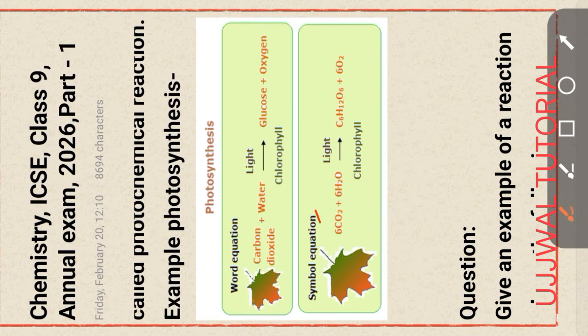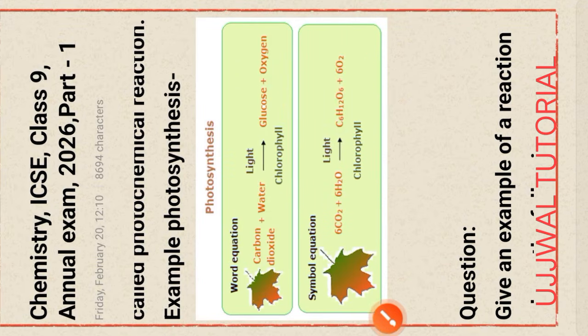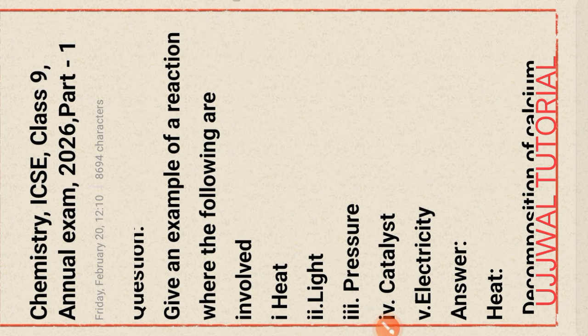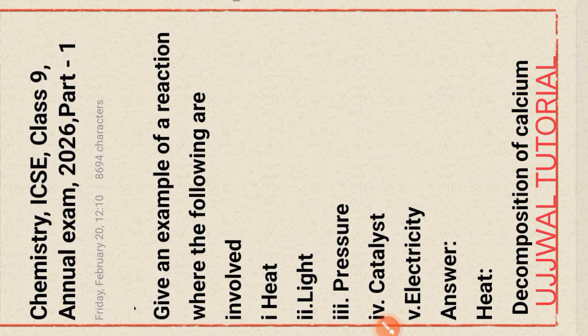Show the equation. Okay, 6CO2 plus 6H2O in the presence of light and chlorophyll form glucose C6H12O6 plus 6O2. Next question: give an example of a reaction involving the following: heat, light, pressure, catalyst, electricity.